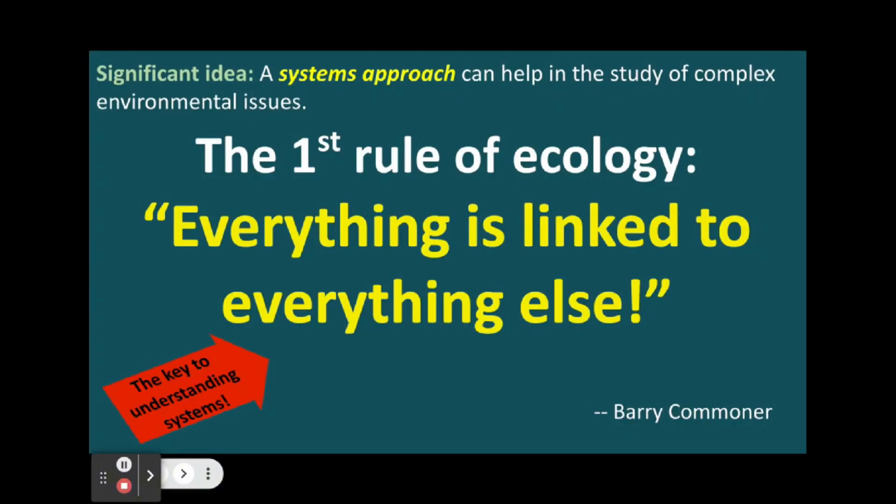A systems approach can help us understand how different factors affect each other and the whole system. Barry Commoner, who was a researcher, famously said in the 1970s that the first rule of ecology is that everything is linked to everything else. I'd like you to remember that idea as you go through this entire course, because when you examine living systems, you always want to look at how one part is connected to another.